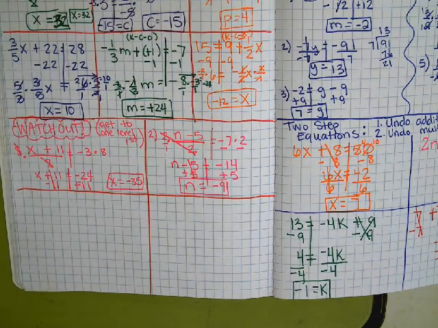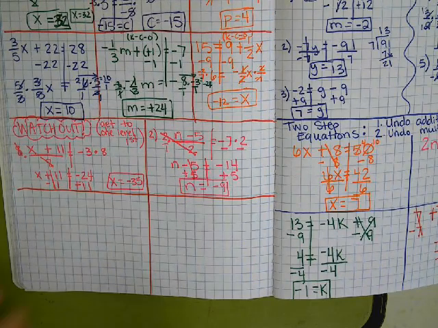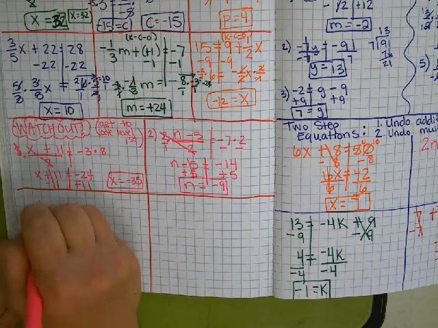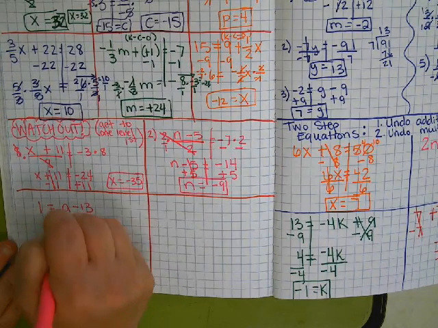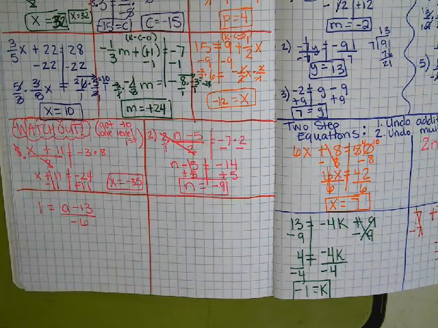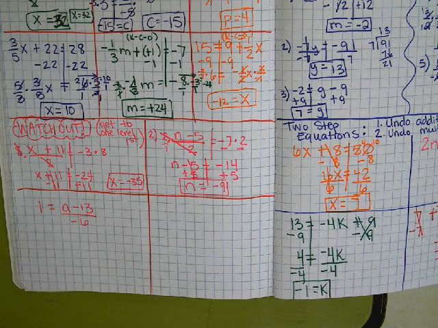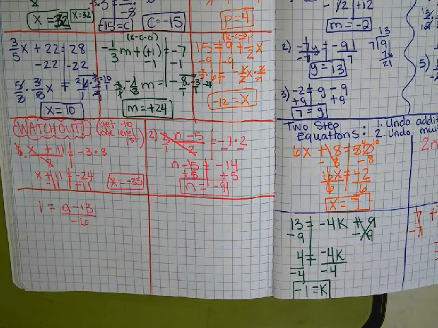Now, I want you to try the next one on your own. 1 equals a minus 13 over -6. So I want you to pause it right here and try it on your own. And when you're ready, press play.